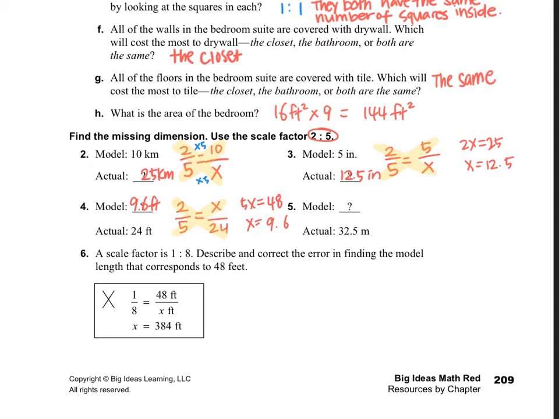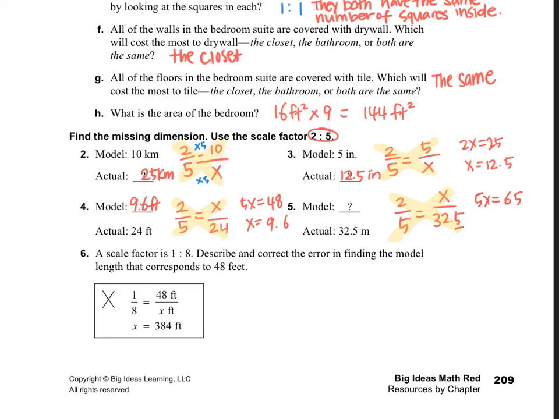The last one from this set is also going to be another model. So you have 2 over 5 equals the model x over 32.5. You're going to then go ahead and do cross multiplication, and you're going to end up with 5x equals 32.5 times 2. So when you have 0.5, this is going to make it into a whole number, right? So you're going to have 65.